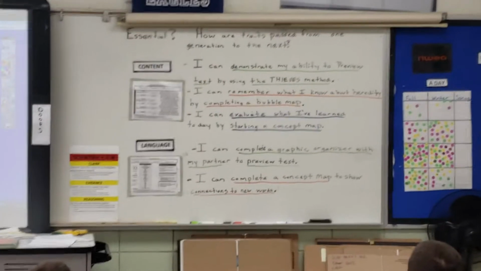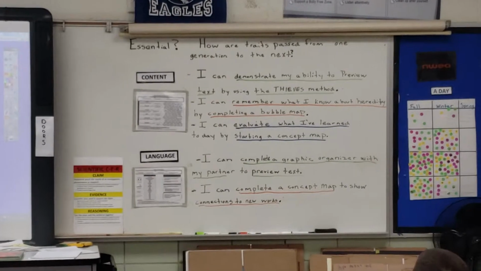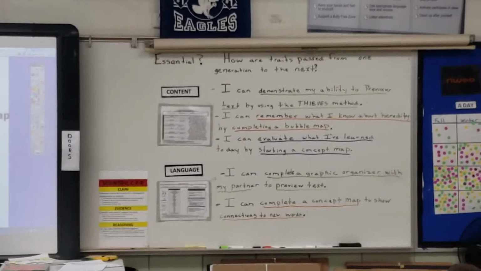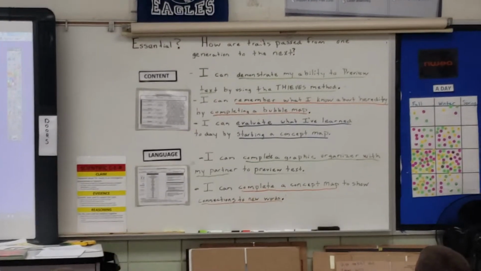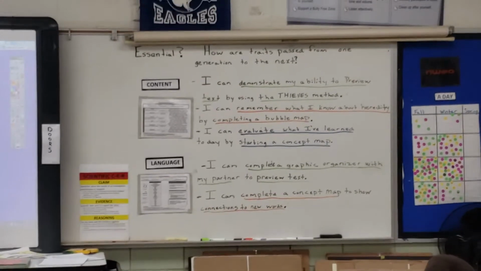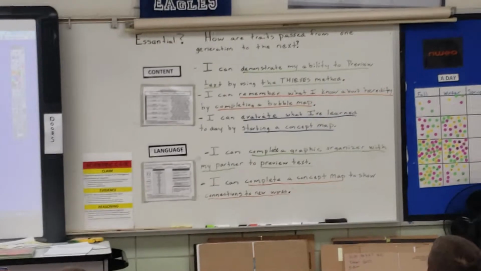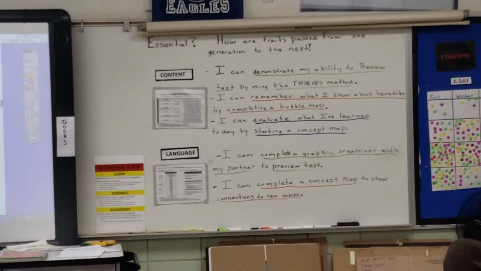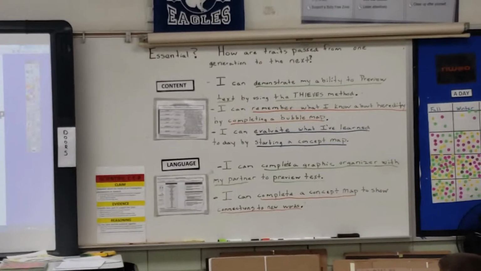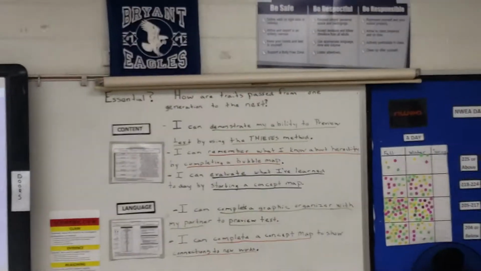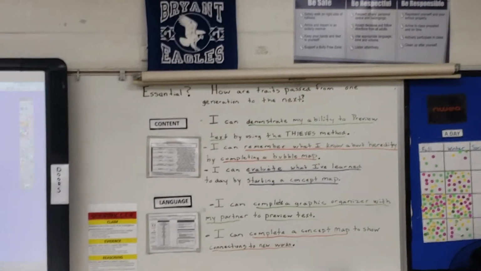And then let's look at our language objectives. Now we're going to switch. Ready? I can complete a graphic organizer with my partner. I can preview texts. I can complete a concept map to show connections to new words. So right now we're going to look at that middle content objective.